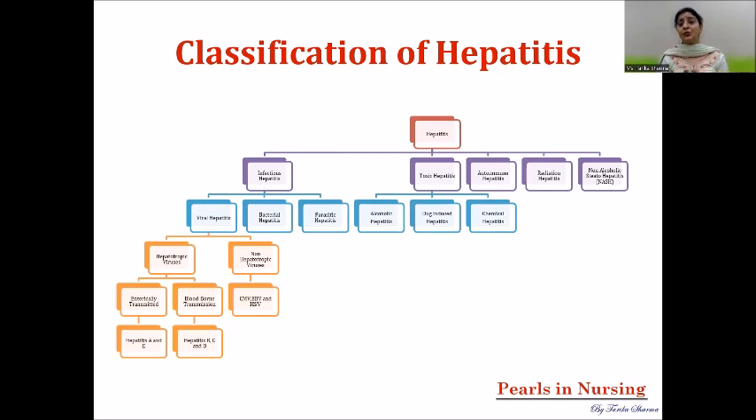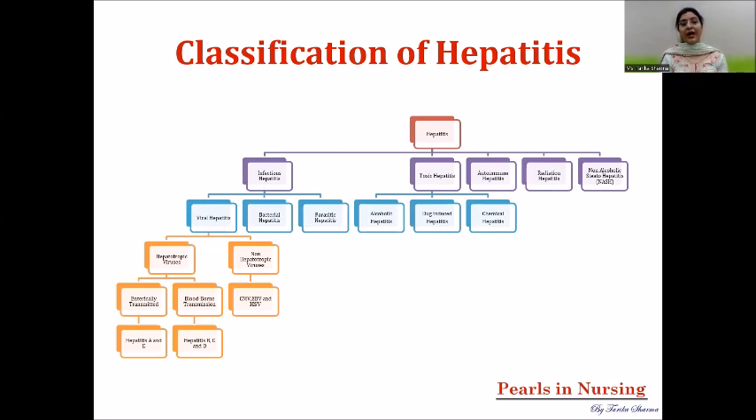Then we have some other types of hepatitis also, like autoimmune hepatitis. Autoimmune hepatitis means the body's own immune system has started to work against it, okay, and it is causing inflammation of the liver. So if there is such a condition, we call it autoimmune hepatitis.